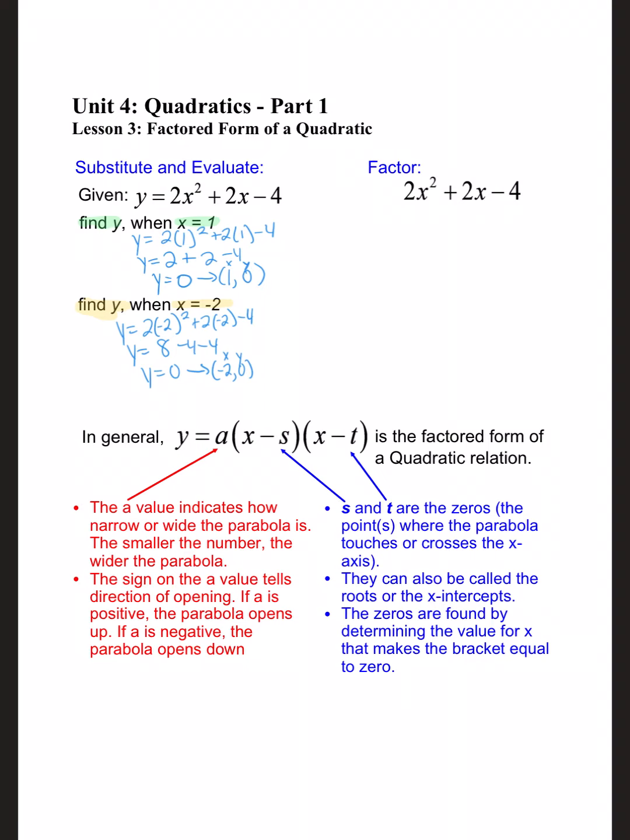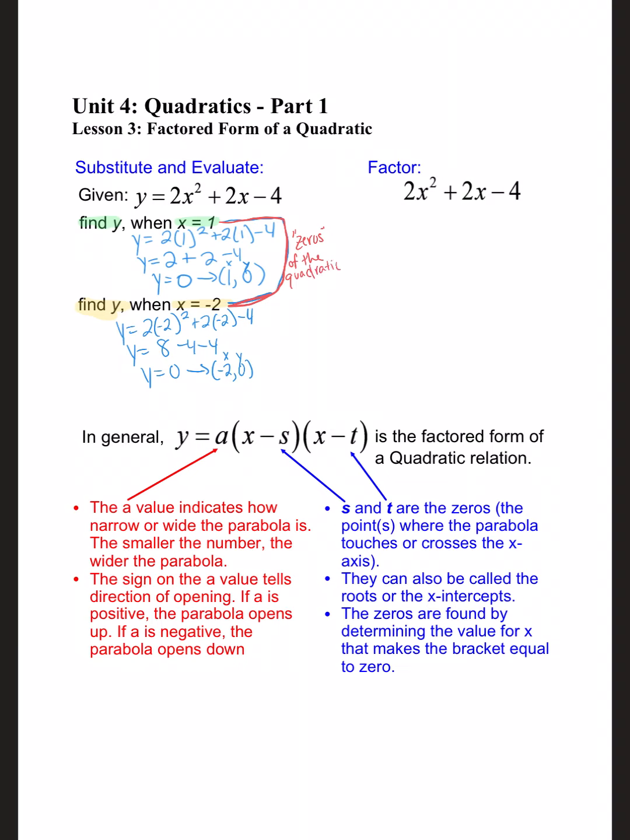So we've talked about this before. When y equals 0, what do those points represent? Okay, and they represent our x-intercepts or the zeros of our quadratic. So we're just going to make a note here that negative 2 and positive 1 represent the zeros of the quadratic.